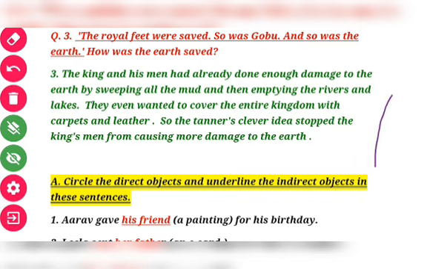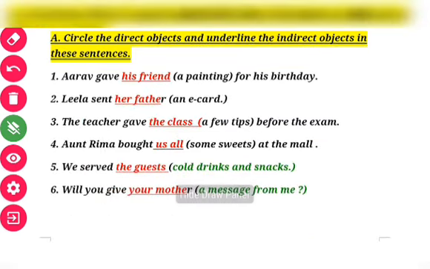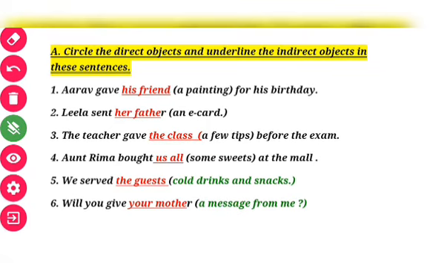Now we will move to the grammar part of this chapter. The grammar part is given on page number 67. Please take out your book, page number 67. Exercise A is about circling the direct object and underlining the indirect object in the sentences. Here: Arav gave his friends a painting for his birthday.